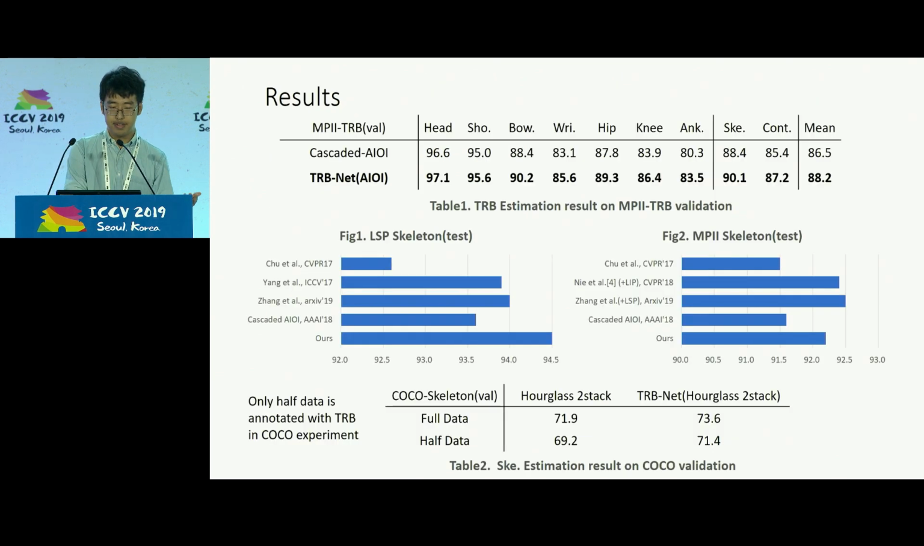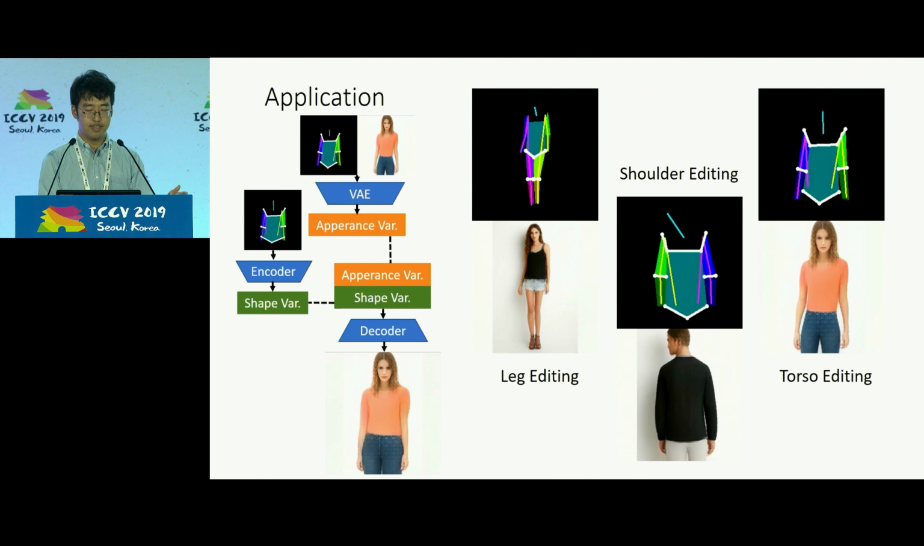And here comes the result. On the TRB estimation task, TRBNet improves accuracy by nearly 2% compared to its baseline. On the skeleton key point estimation task, TRBNet also outperforms its baseline and is competitive with state-of-the-art methods. On the COCO dataset, when using TRBNet and TRB annotation, similar accuracy can be obtained with nearly half the amount of training data, which denotes the data efficiency of TRB annotation.